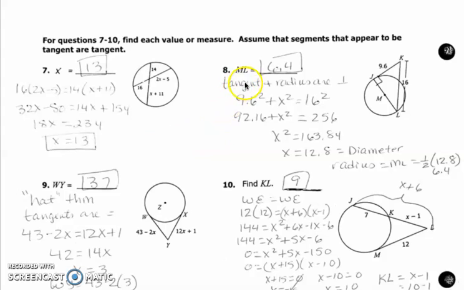Number 8, I'm trying to find ML. And you can see I have a right triangle right here. This is a tangent and a radius. So all I'm doing is Pythagorean theorem.